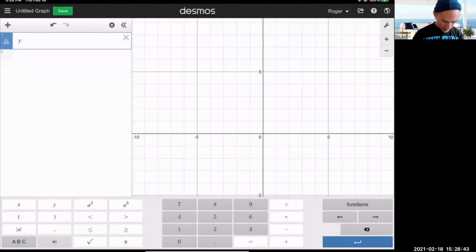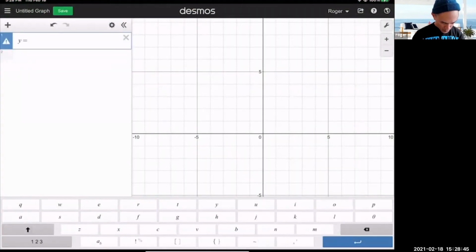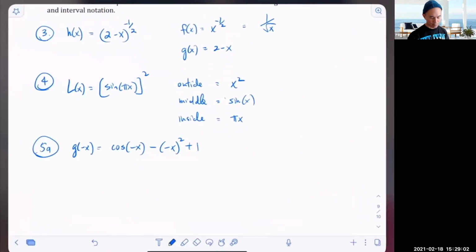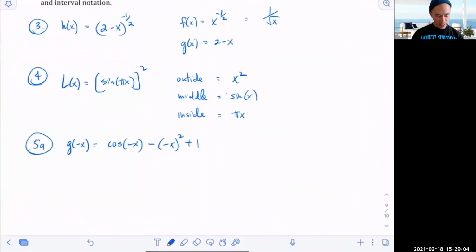This is y is equal to cosine x. If you look at this graph, can you see how this is symmetric about the y-axis? So that means it's even, right? So cosine's even. So since cosine is even, that means that cosine of negative x is cosine of x.